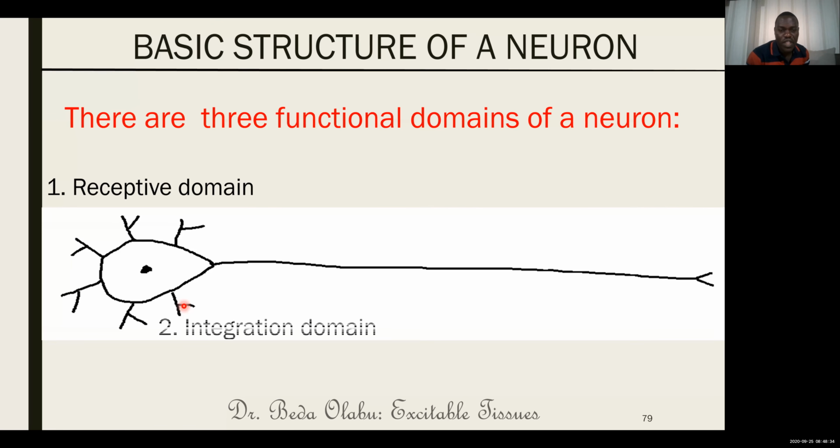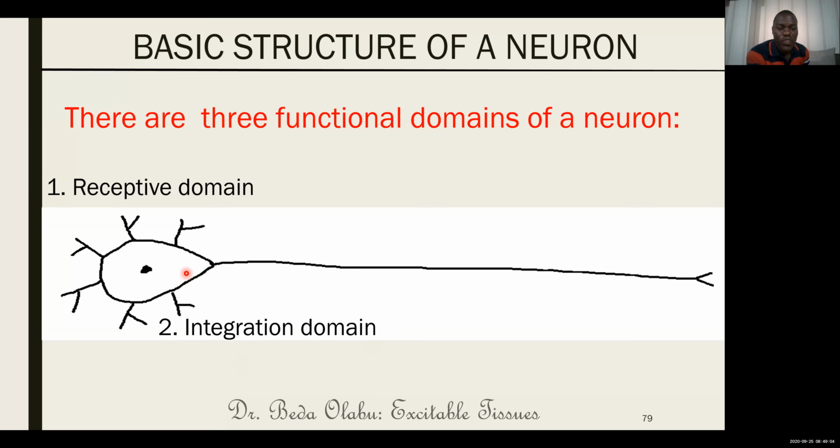The second functional domain of a neuron is what we call the integration domain. The integration domain of a neuron refers to this one. This is what we call the cell body of a neuron. You must have called it the cell body, or the soma, S-O-M-A, soma. In plural, somata.